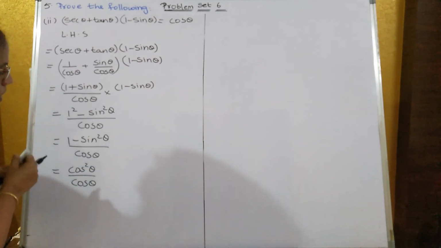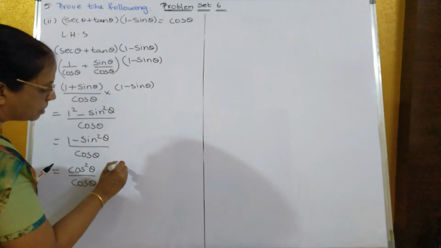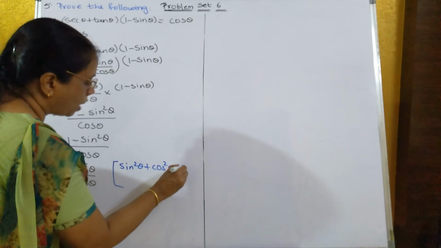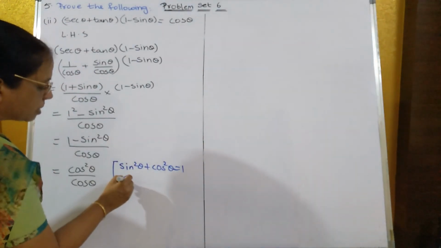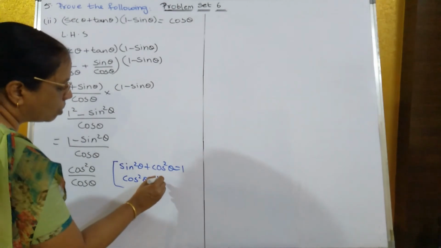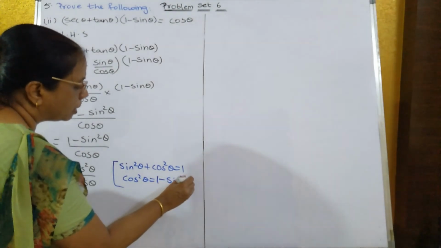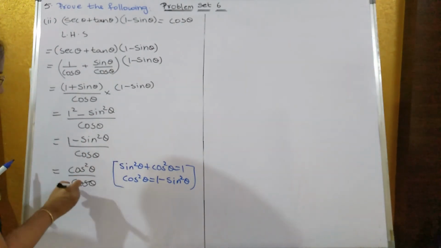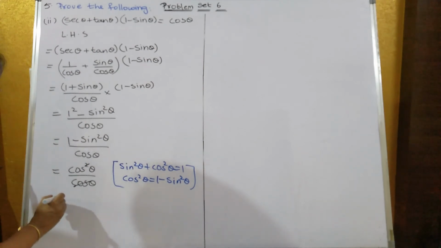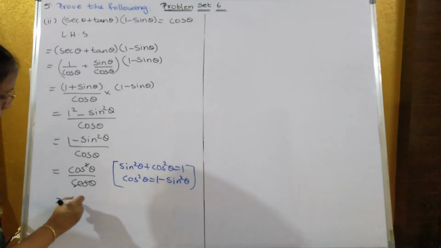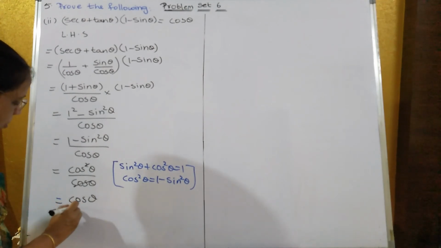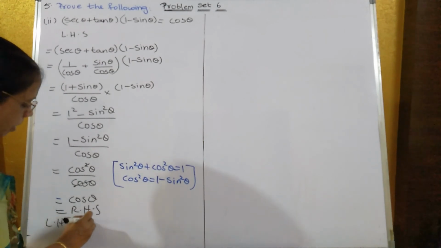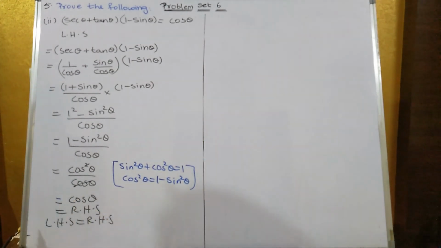Why? Because sine square theta plus cos square theta is equal to 1. Take the sine square theta on the other side, you'll get what? Cos square theta is equal to 1 minus sine square theta. So 1 minus sine square theta is equal to what? Cos square theta. So one cos theta will get cancelled. So what is the answer? That's equal to cos theta, which is equal to RHS. So LHS is equal to RHS, and then write down the question.